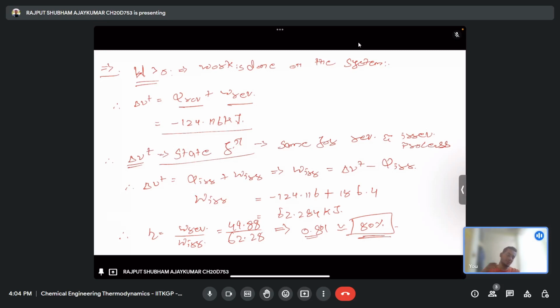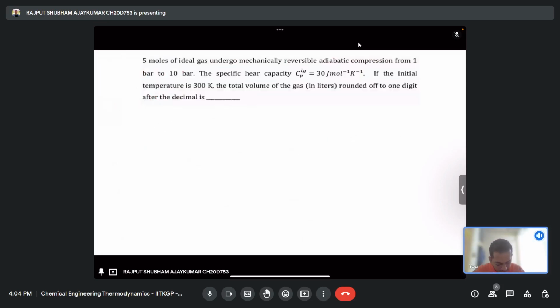And if you know what are state functions and path functions, like I mentioned, internal energy delta U is a state function, so it will be the same for the reversible and irreversible process. Since I calculated for the reversible, it can be related directly for the irreversible also. And I have just calculated the efficiency, that is work done during the reversible process divided by work done during the irreversible process.